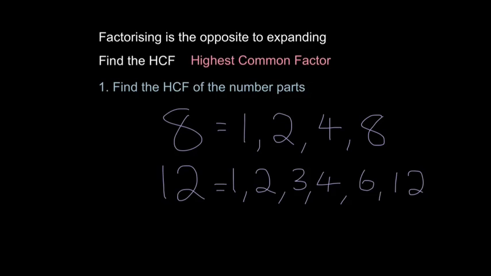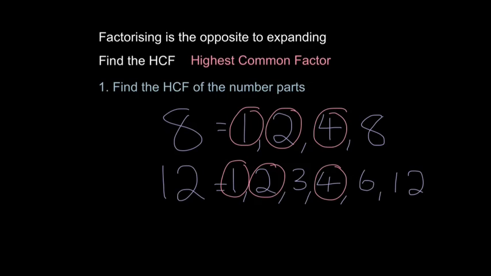So now I'm going to go through and circle all the common factors, which are 1, 2, and 4. So can you see which one's the highest common factor? Well, it's 4. It's the number that's the highest that is common to both.